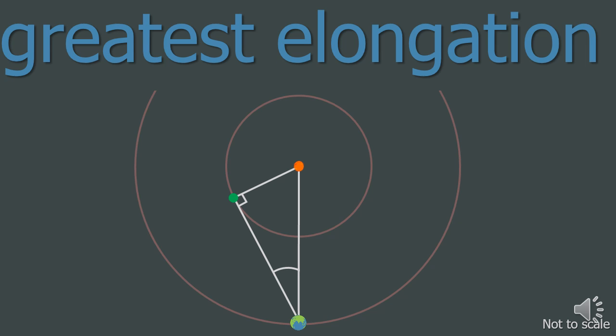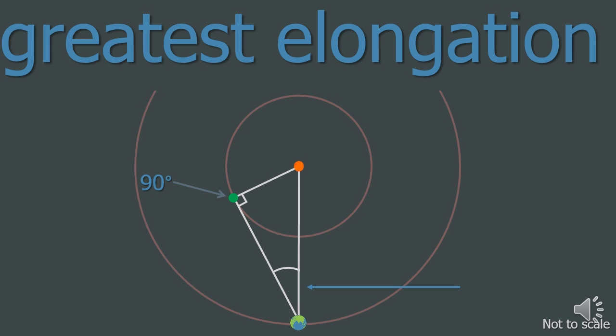Okay, so let's lose the really eccentric orbit and start with greatest elongation. At greatest elongation, Mercury and Venus are best viewed from Earth, as they appear furthest from the Sun. Greatest elongation is the point where the angle between the Sun and the planet, as viewed from Earth, is the largest. That's this angle. To be in greatest elongation, the angle between the Earth and the Sun, as viewed from the planet, must be 90 degrees. So that's this one.